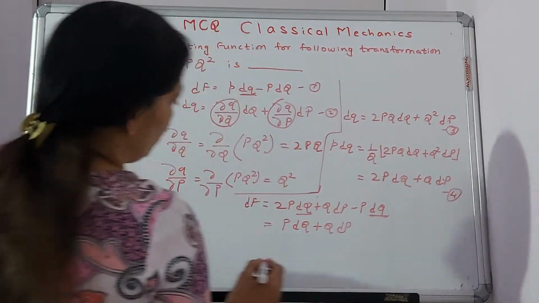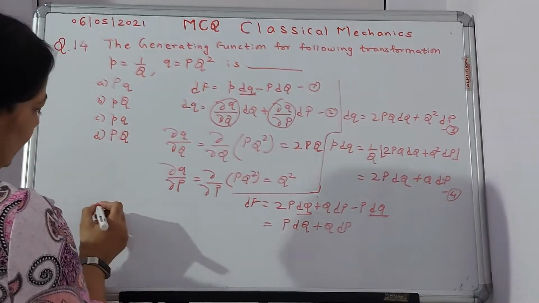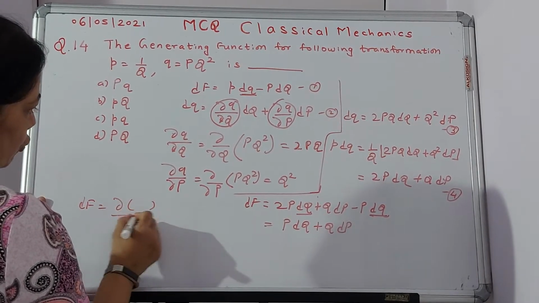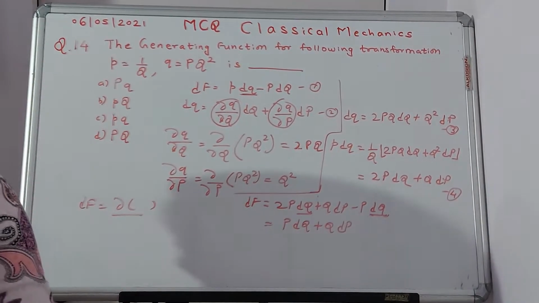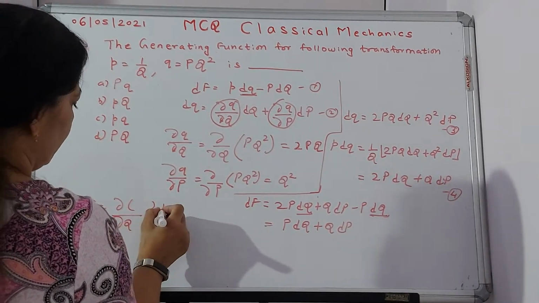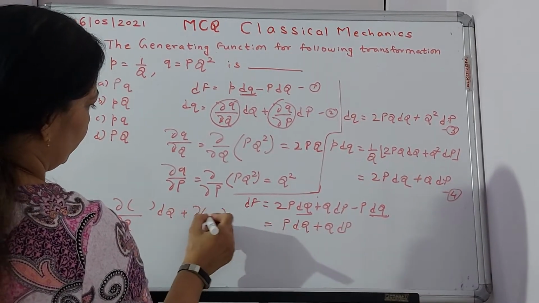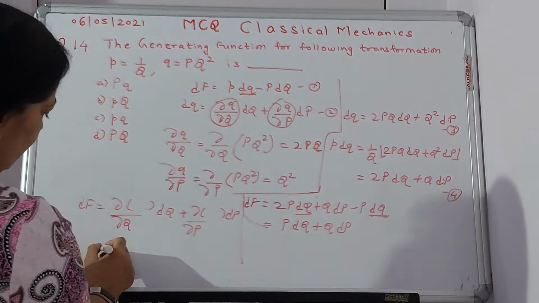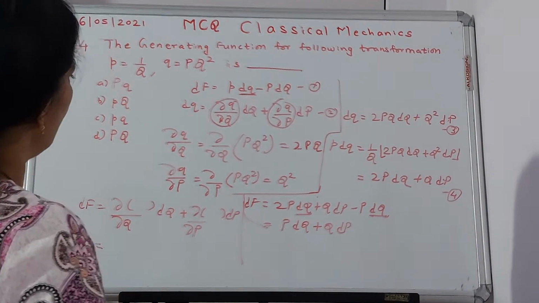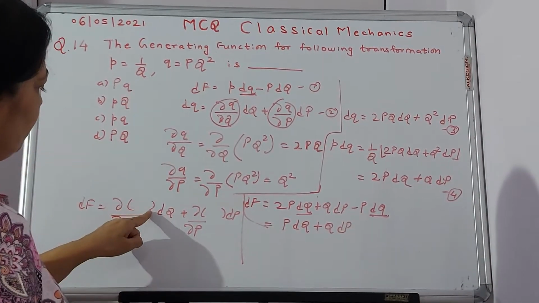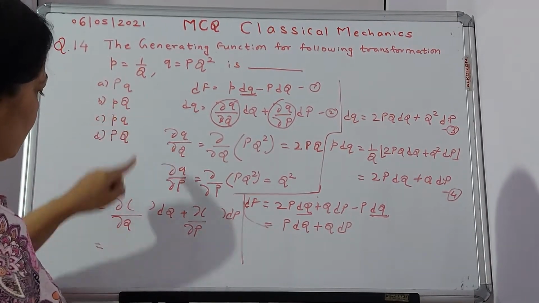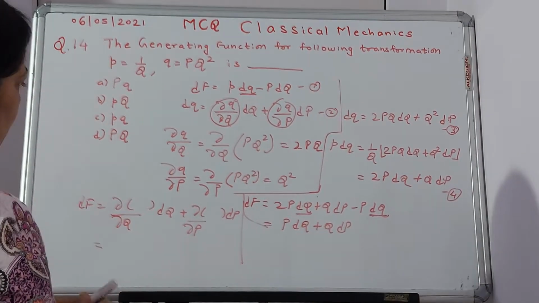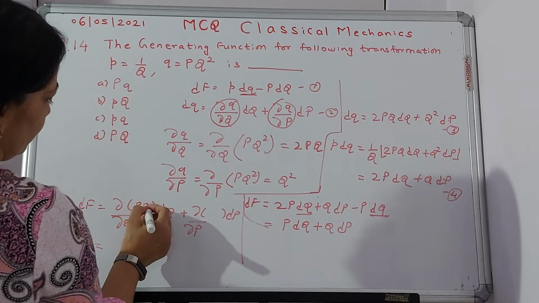Right? Now my job is to find out the generating function. So what will I do that? I say df is equal to del of that function. Correct? I need to find out the function. So I say del by del q dq plus del of that function by del p dp. Right? Now we have to check which function I have to put. If at all I put the other options, I can't differentiate it. So which means I will have to put the function pq.